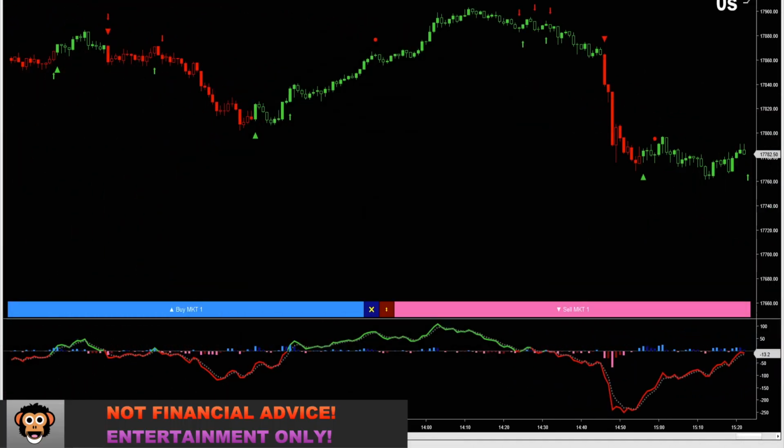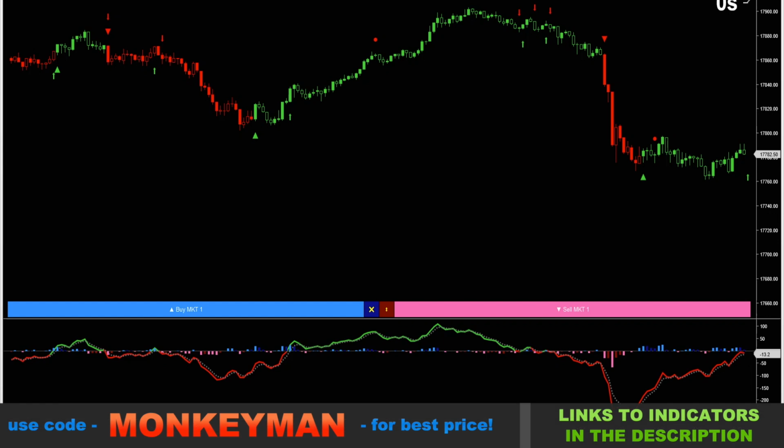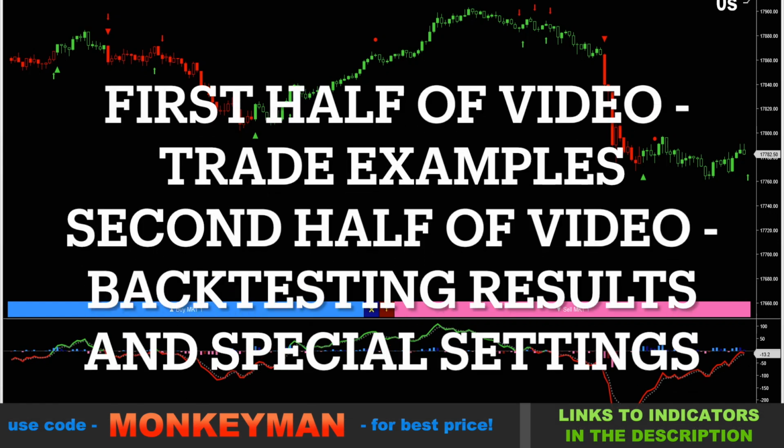Is this the best MACD indicator ever? The MACD is a classic. I've got it on in the background in a lot of my different chart setups. I find it very useful to know what the trend of the MACD is and to try to be looking for trades in the same direction.